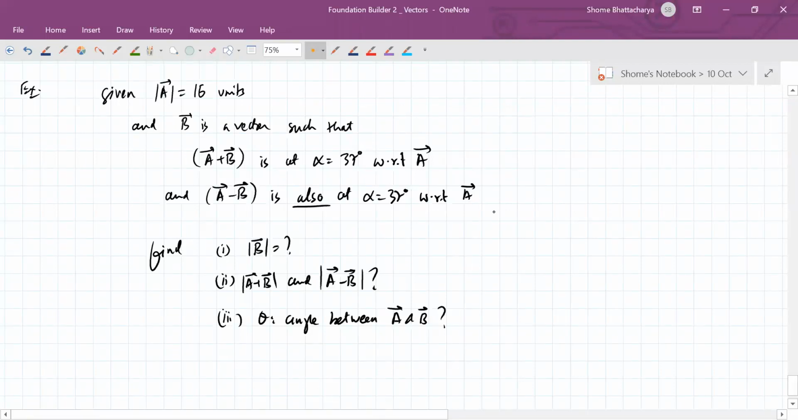Just try this out, people. So you can try this by component algebra method or use a vector parallelogram.